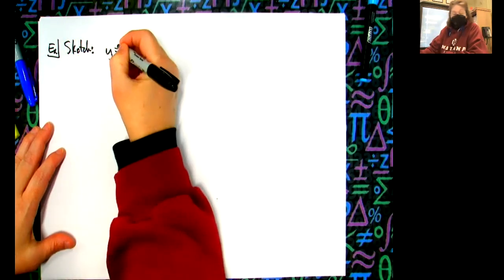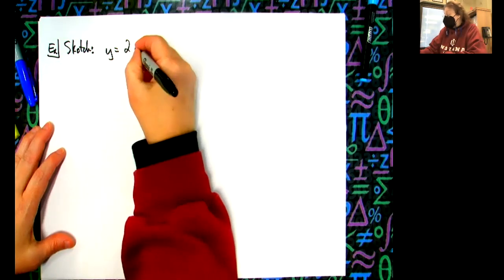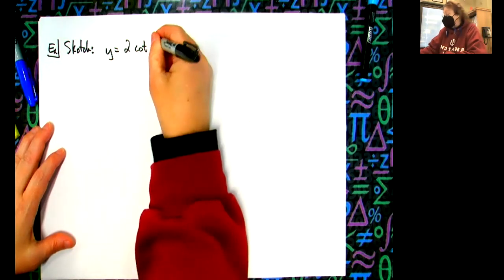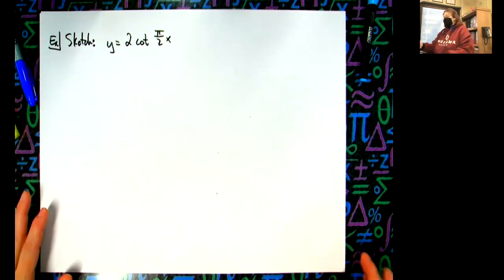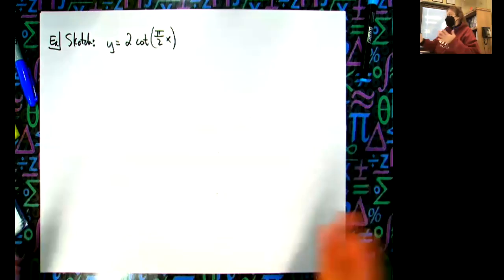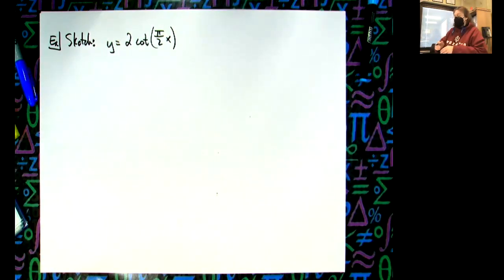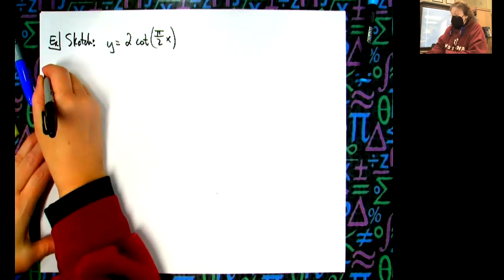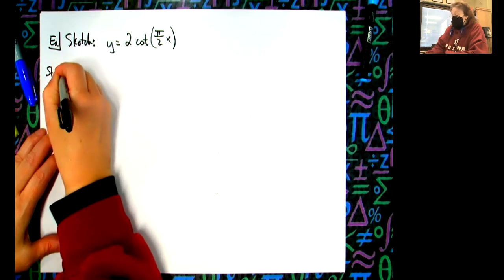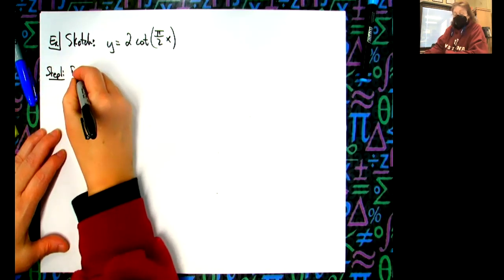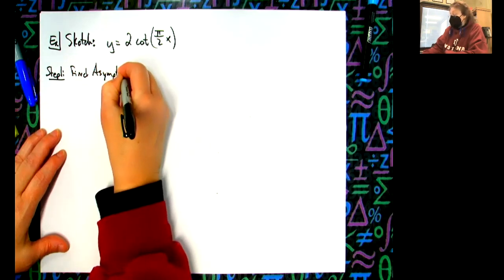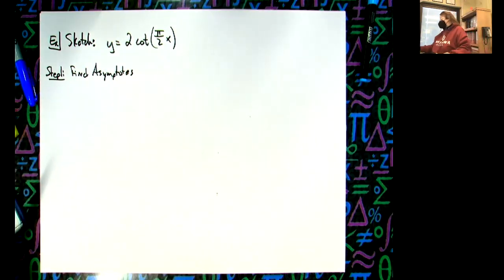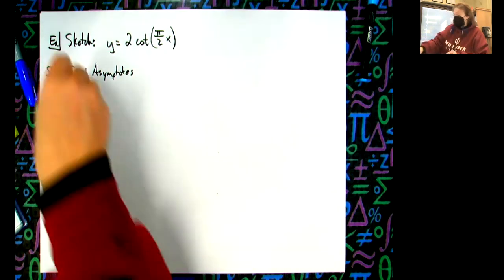Let's say it says sketch. Maybe say y equals 2 cotangent pi over 2 x. And then maybe they'll have a set of parentheses around that. Maybe they won't. So that could be optional. Just depends on how the book writes it up. So we're still doing 2 steps. Our first step is still going to be find those asymptotes. But because cotangent has a period of 0 to pi, those are the values I'm going to use.